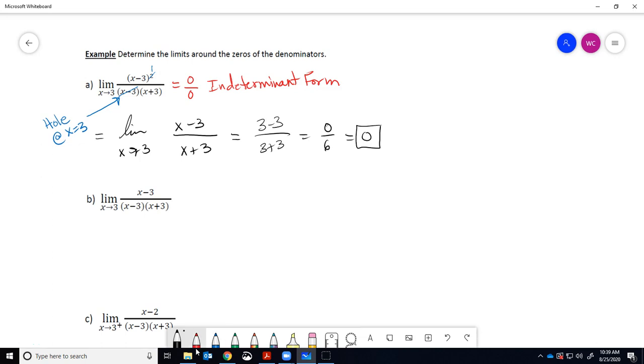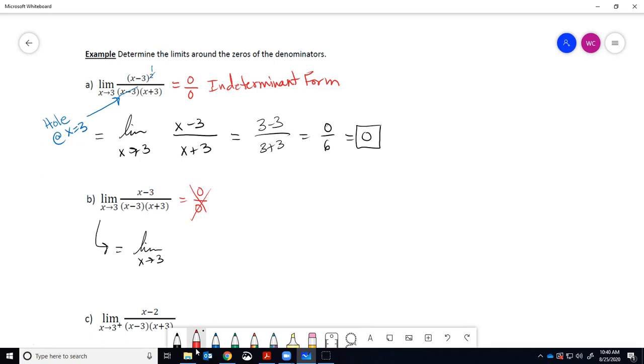Let's try another one. So in part B, again, we can try and plug in 3. 3 minus 3, that's 0. 3 minus 3, that's 0. We have it again. So 0 over 0, again, indeterminate form, so we're not done. If you have an indeterminate form, you should try algebra. What algebra can we apply here to try and simplify?